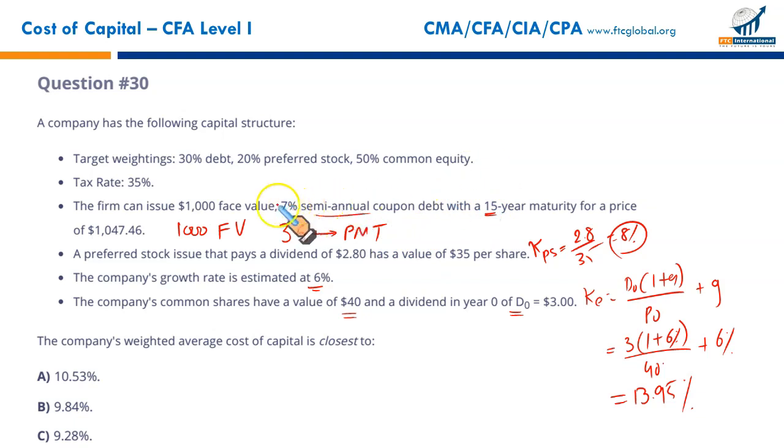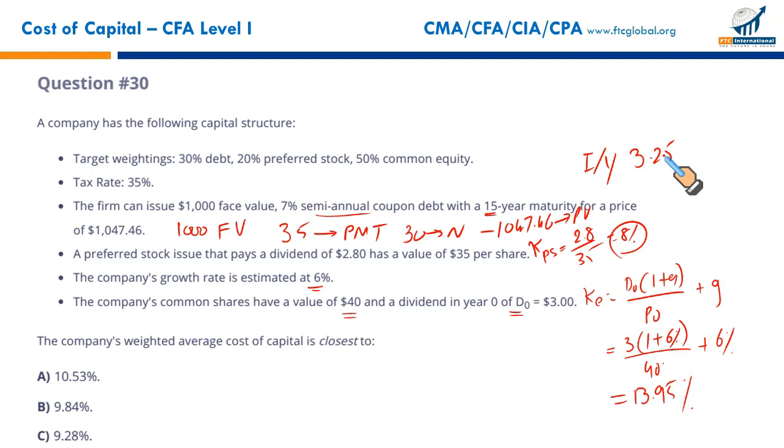Years to be doubled, interest to be halved. So years to be doubled, that's 15 years, means 15 times 2, 30 periods, 30 N. Right now the present value, as I said, is to be given as negative in your financial calculator, negative 1047.46, and this is your PV. Once all done, you will compute your yield. It will give you 3.25.